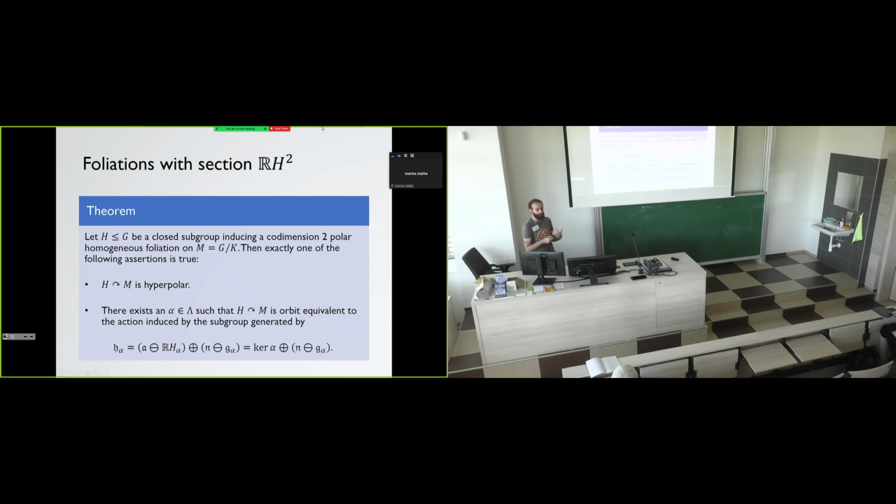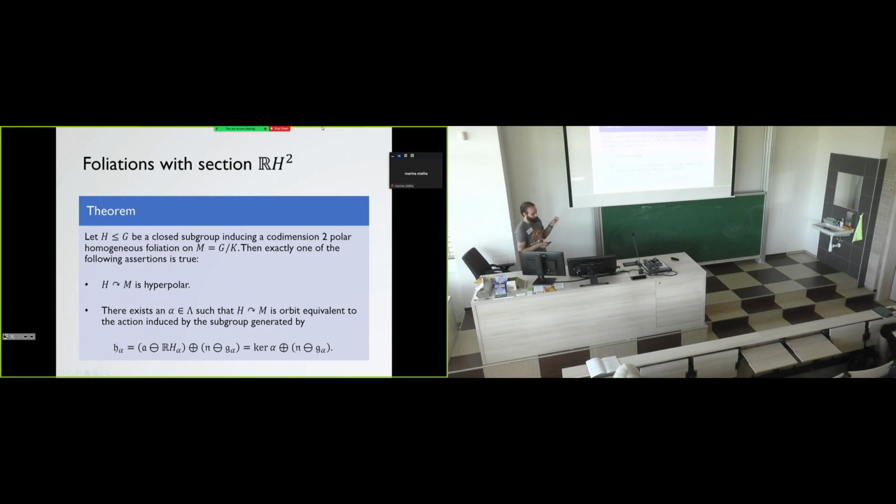So what we got here can be summarized in the following theorem, which asserts that given a codimension 2 polar homogeneous foliation on M, assuming that the isometry algebra is split, either the action is hyperpolar, which was already studied, or it is not hyperpolar, in which case it's orbit equivalent to the action induced by the subgroup whose Lie algebra is precisely the kernel of alpha, where alpha is a simple root, plus the orthogonal complement of the simple root space G alpha in M. So this would finish the classification in codimension 2.